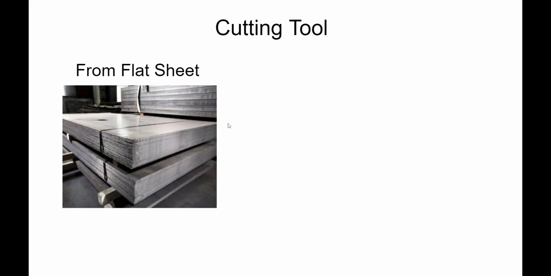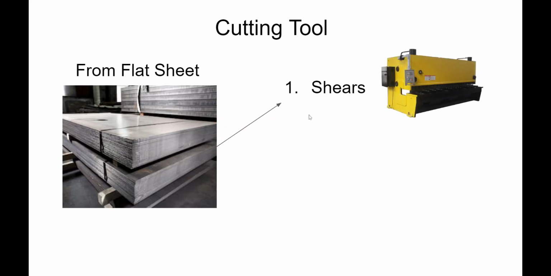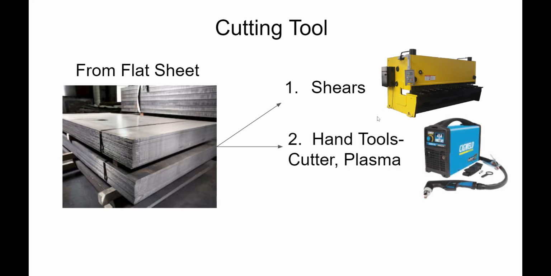The first part we have is the cutting tools. There are lots of ways to cut a flat sheet. First tool is shears. All the shears are called guillotines, and there are some shear press, shear punch, all that kind of machines. Another very important one is a hand cutter or plasma cutter. You can also include the grinder and disc cutters in this category.